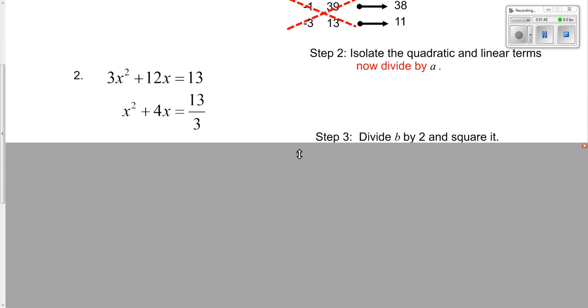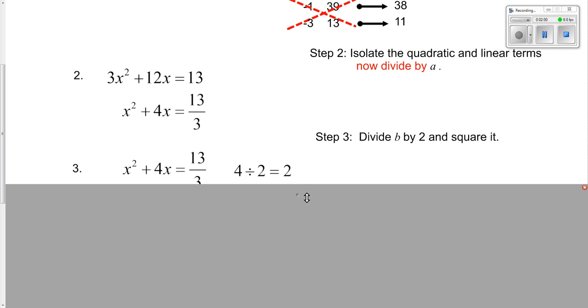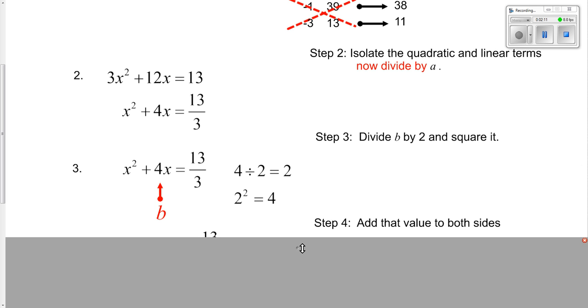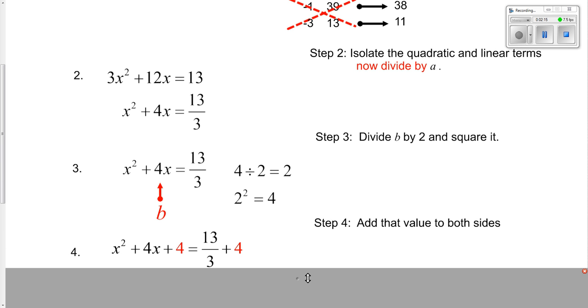So now we're going to divide by b just like we did before. We're going to divide b by 2 and square it just like we did before. So here's b right there. 4 divided by 2 is 2, and 2 squared is 4. So that is what we're going to add to both sides, and we get this.